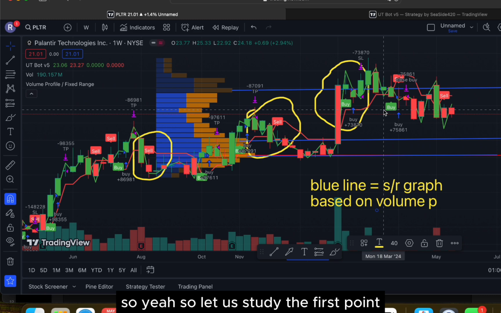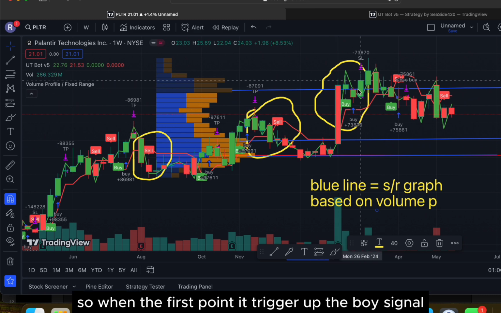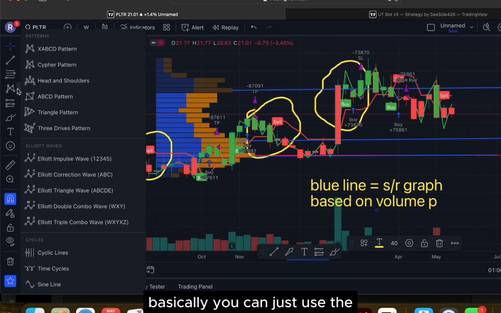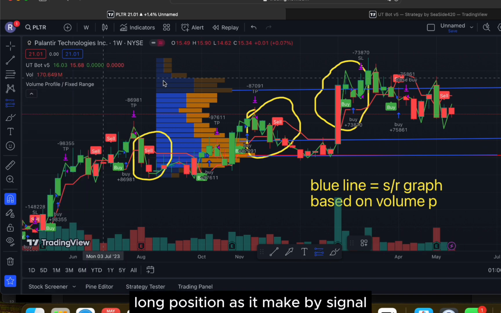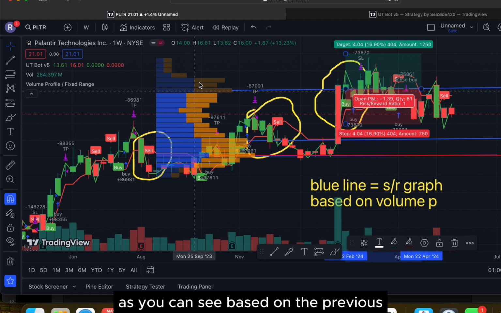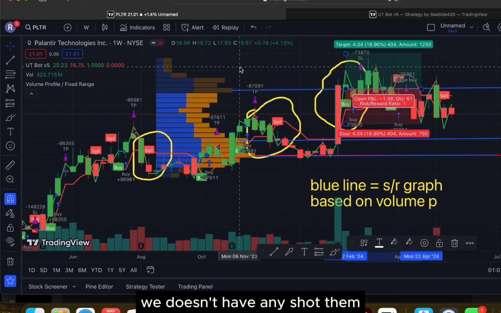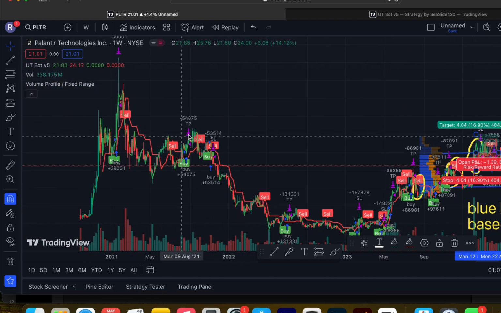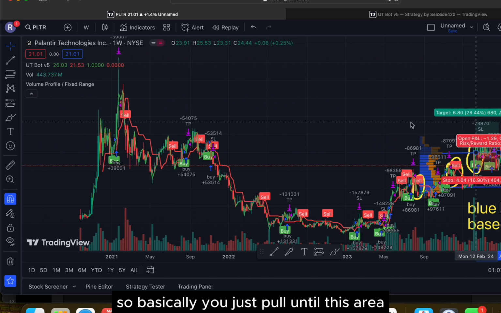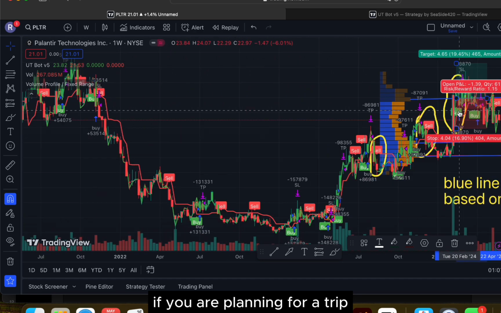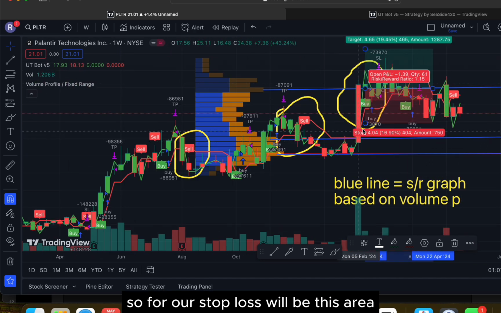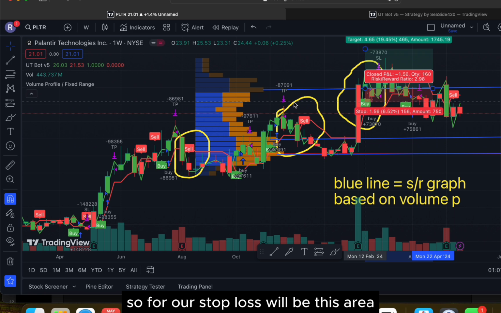So yeah, let us study the first point. When the first point triggers a buy signal, basically you can just use the long position as it makes a buy signal. As you can see, based on the previous, we don't have any short term, so basically we'll just pull until this area. This will be our short term if you are planning for our trade. So our stop loss will be this area.